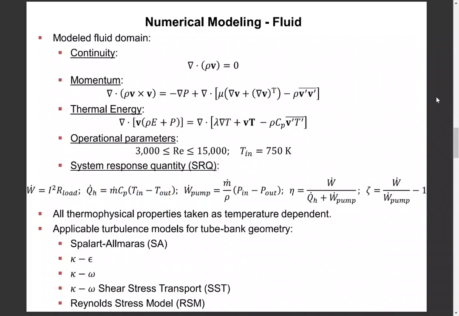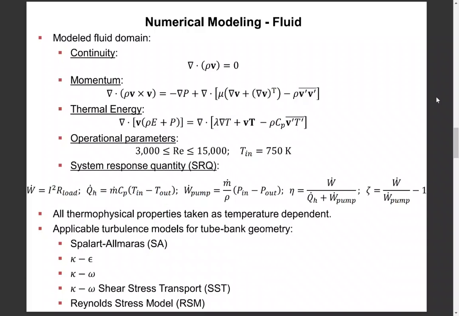The Reynolds stress tensor, V' V' bar, and turbulent heat flux, V' T' bar, were constrained using RANS-based models. It is noted the system response quantities of interest are the power output of the TEG, the heat input into the TEG, the pumping power required to pass the waste heat through the heat exchanger, the thermal conversion efficiency of the device, and the dimensionless performance index.